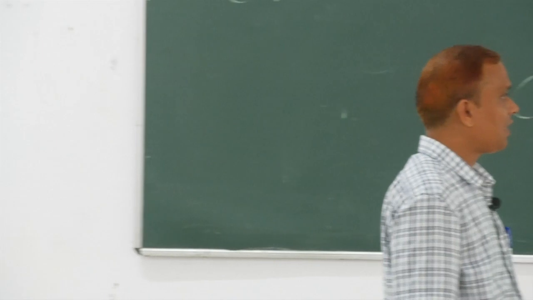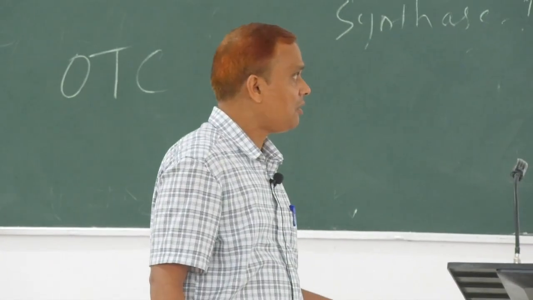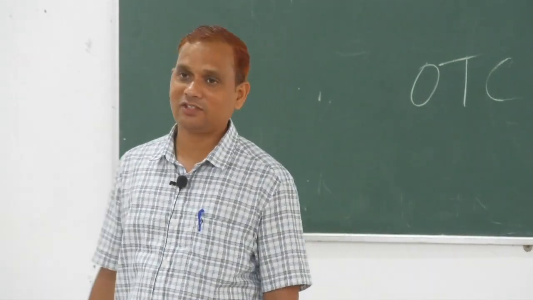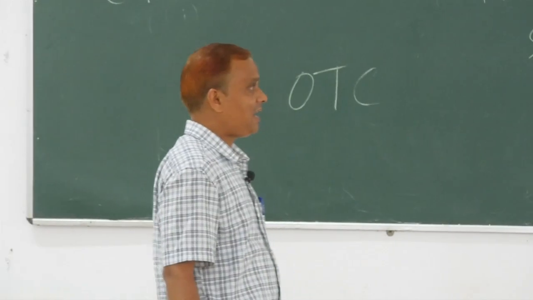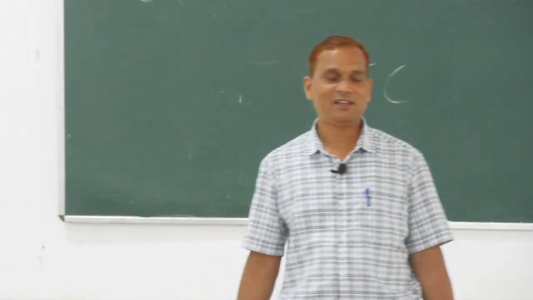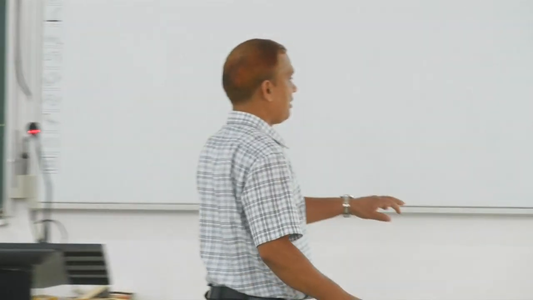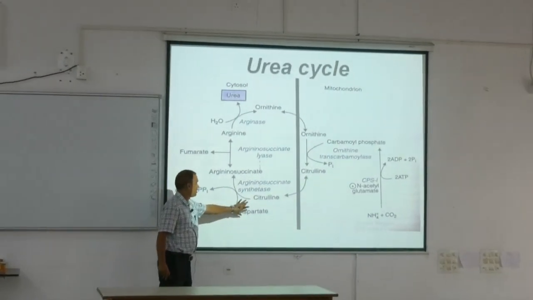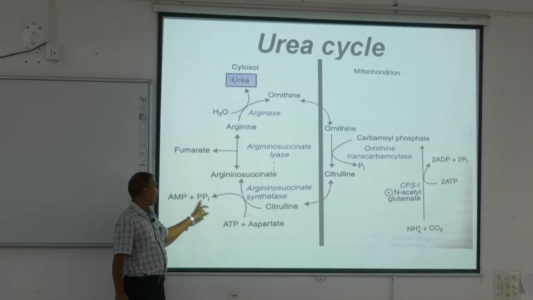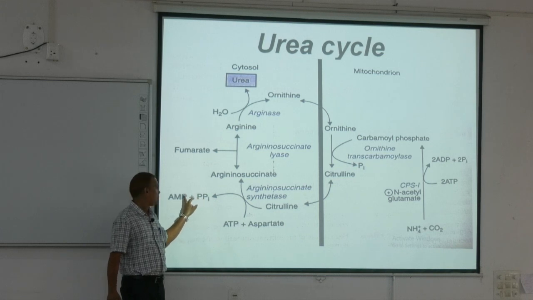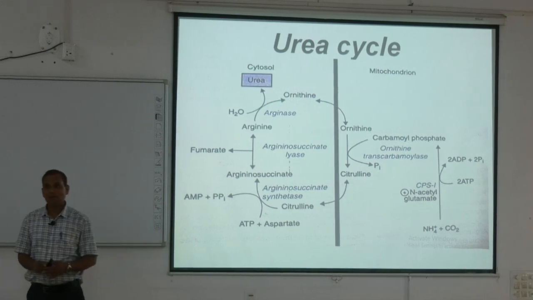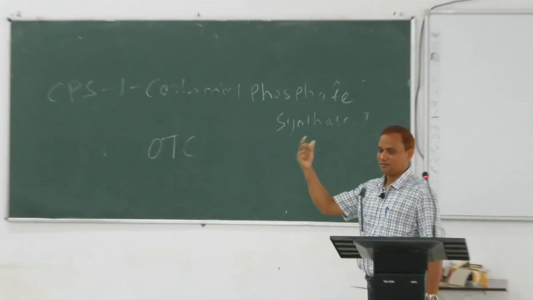In the cytosol, citrulline is converted to argininosuccinate. It is a condensation reaction with aspartate. Citrulline and aspartate combine to form argininosuccinate, and ATP is degraded to AMP and inorganic pyrophosphate. Now, where will we get aspartate?